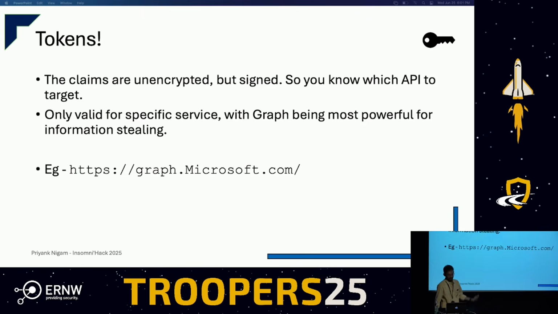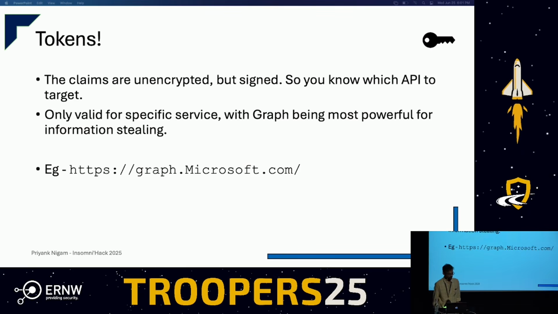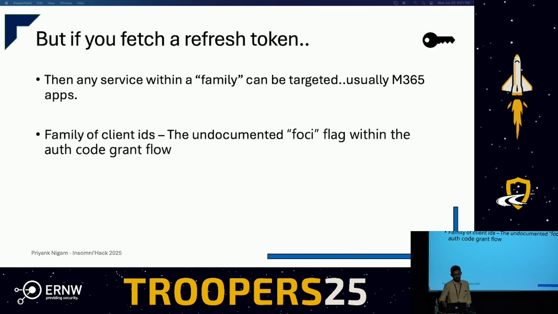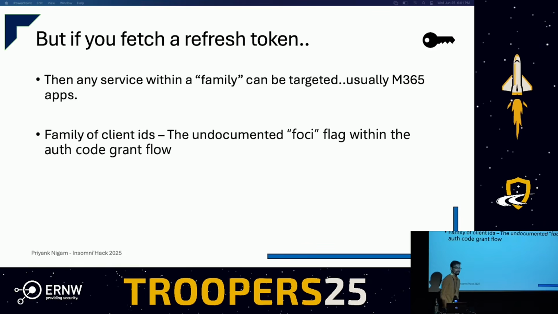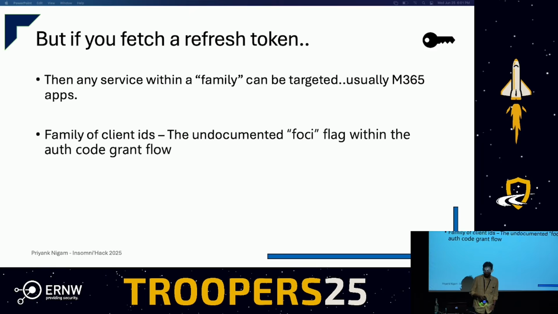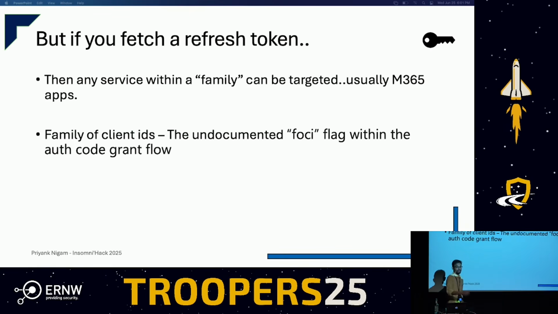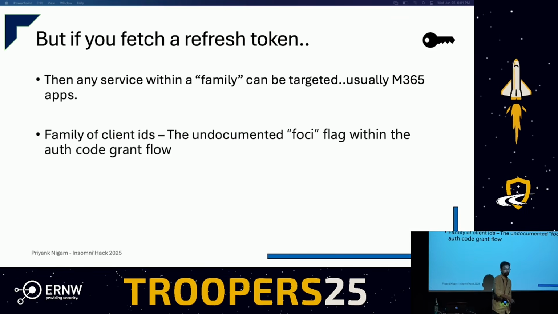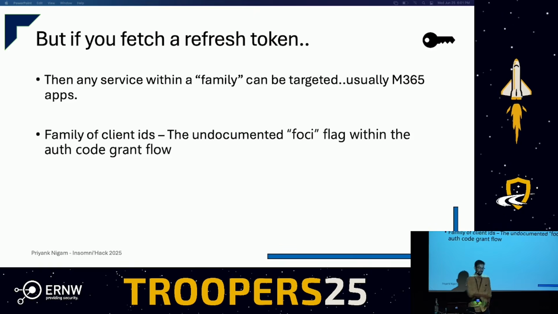So once we get that, as I said, the claims are unencrypted but signed. And once you have a token valid for a specific service, Graph is really powerful. You always want Graph. But if you get a refresh token, there is an undocumented FOCI flag, which is a family of client IDs within the auth code grant flow, which can be used. Refresh tokens could be exchanged for access tokens for other applications. So for example, you get an access token for Teams, you can interact with SharePoint, you can interact with Outlook.